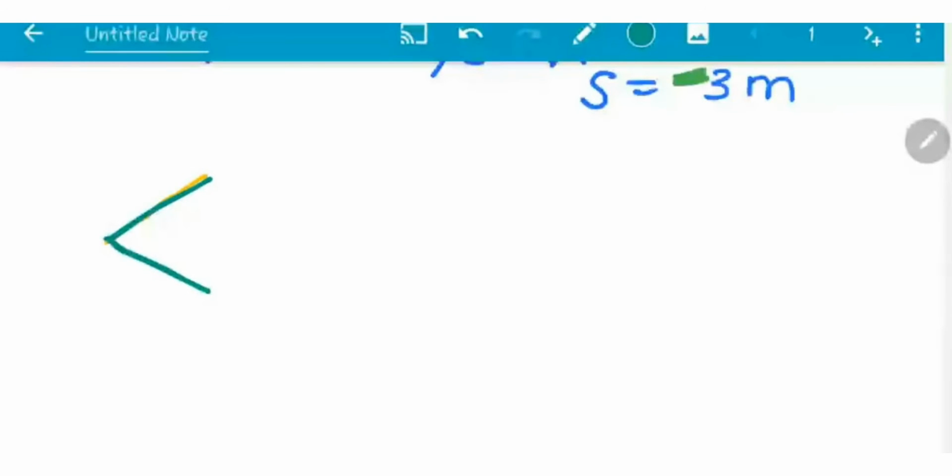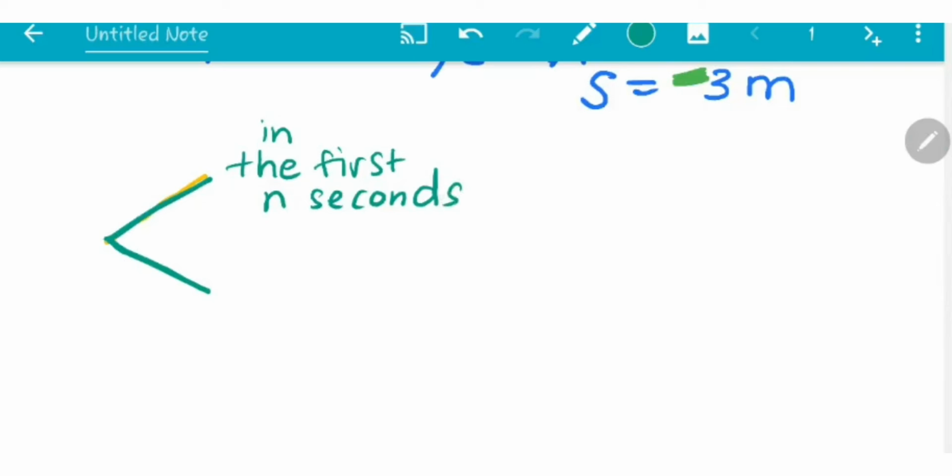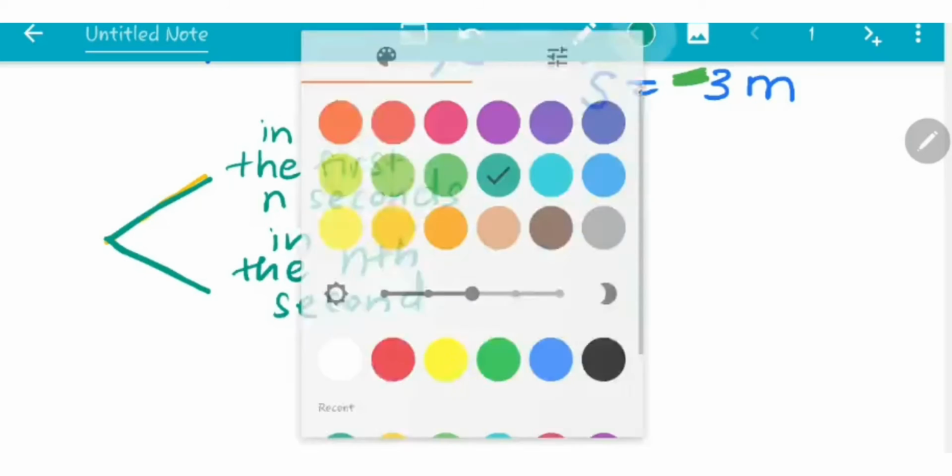Okay. So the first one is distance travel in the first and second. Next, lagi satu adalah distance travel in the nth second. Ada 2 jenis. Okay, kita tengok yang ni dulu.